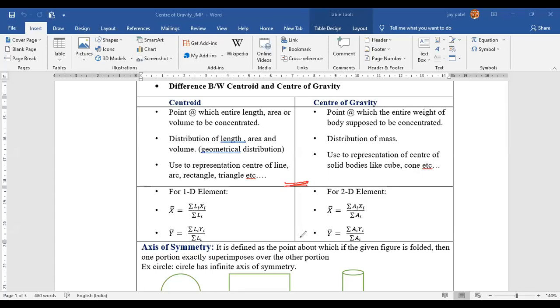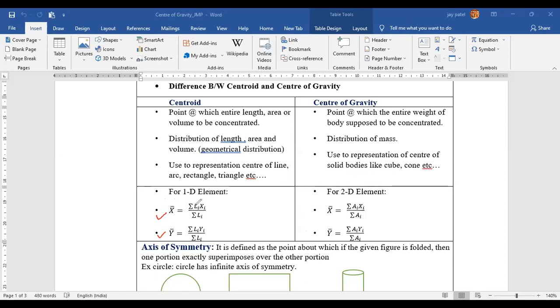Is it clear? Now we have to consider two kinds of body for our numerical problems. One is a one dimensional element and another is a two dimensional element. Okay, you have to remember these equations. How these equations are derived, we will discuss later on. Don't worry. Next Saturday, we are going to conduct one more extra lecture, and in that lecture we are going to derive these equations.